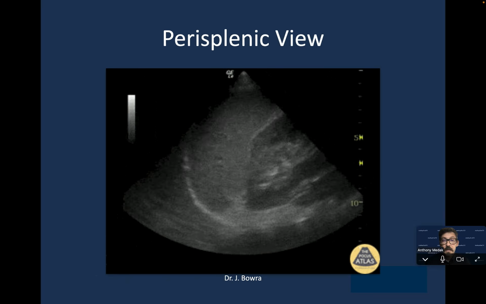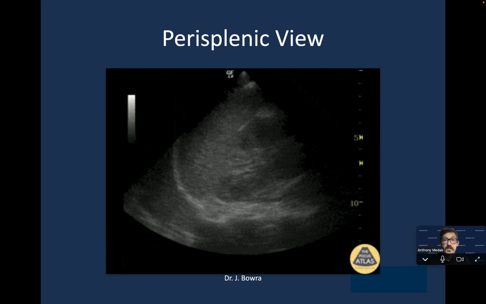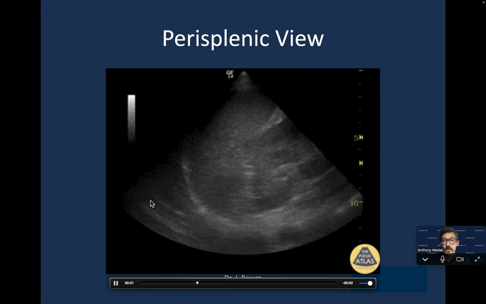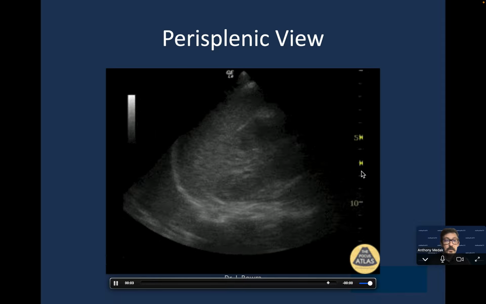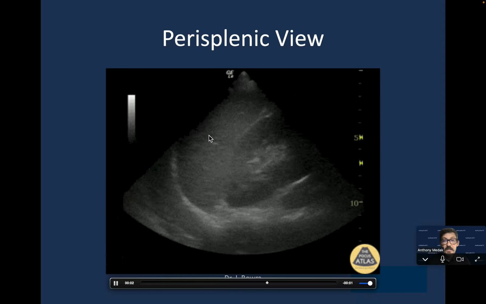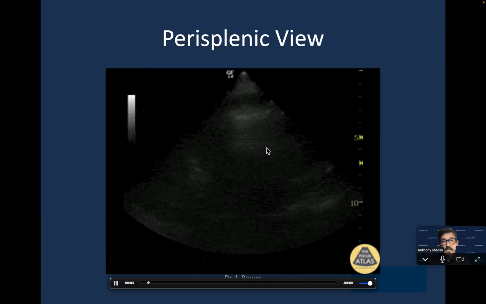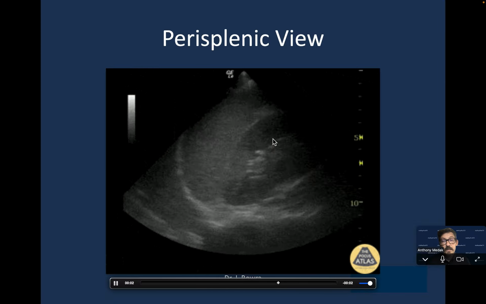So what does that look like on the ultrasound system? It's going to look just like this. So again, lateral, medial, towards the head, towards the feet. This is the spleen. This is the left kidney. And as you can see, there's this nice, beautiful potential space between the two that is exactly that.